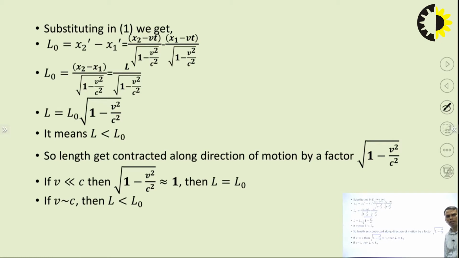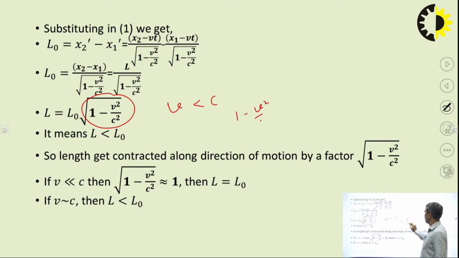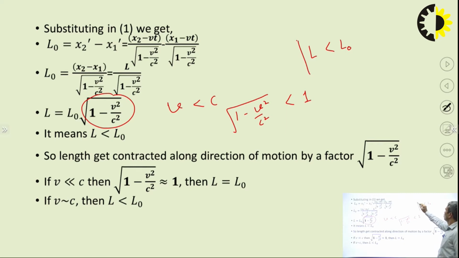Since this factor, under root 1 minus V square by C square, is always less than 1, since V is always less than C, this length L is always less than L naught, the proper length. That is why it is called length contraction, not expansion. So, this is the reason we call it length contraction.